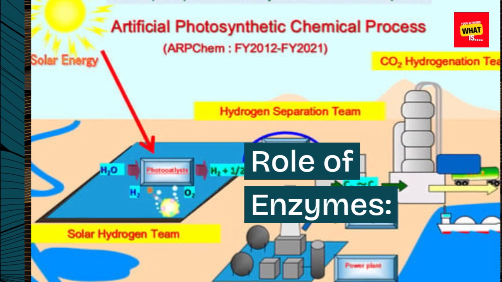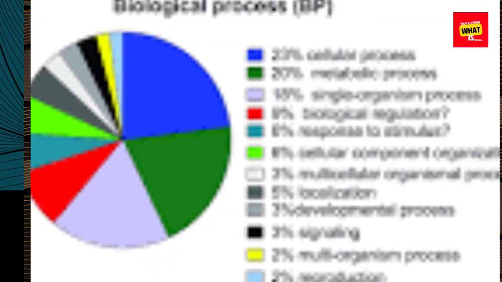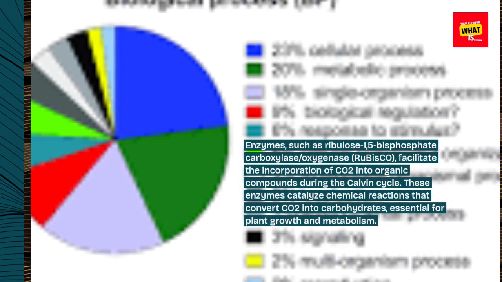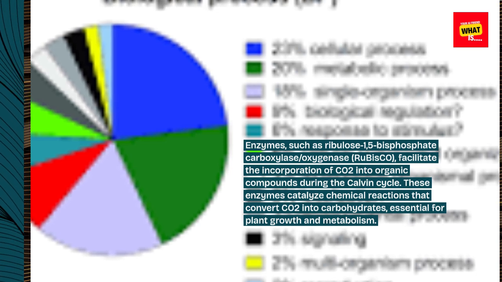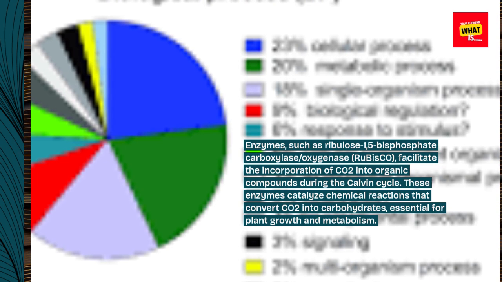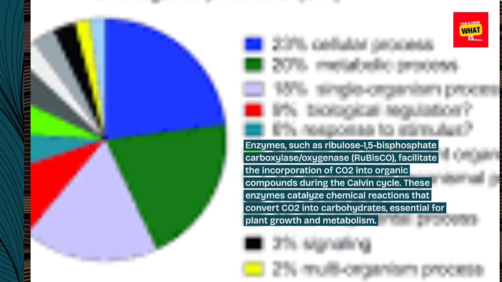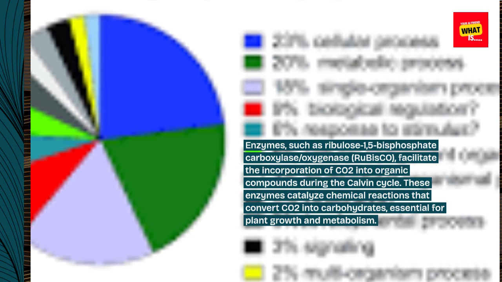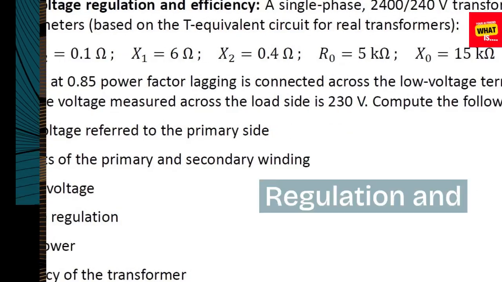Role of enzymes. Enzymes, such as ribulose 1,5-bisphosphate carboxylase/oxygenase (Rubisco), facilitate the incorporation of CO2 into organic compounds during the Calvin cycle. These enzymes catalyze chemical reactions that convert CO2 into carbohydrates, essential for plant growth and metabolism.